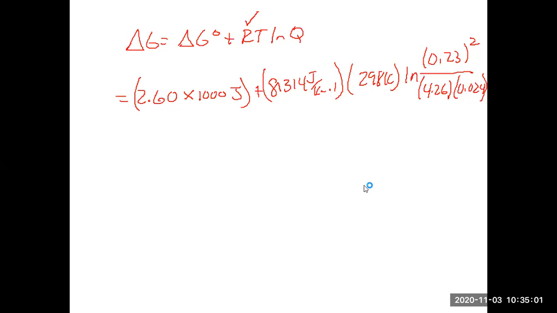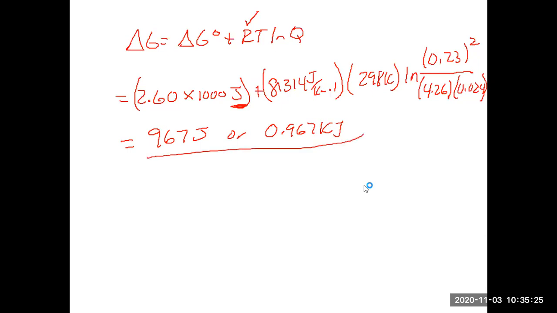We are then going to take 2.6 times 1,000 and add it to what we got there. And doing all that good stuff there gets us something like 967. The units here would be joules in my case, because I converted to joules, or since delta G is typically in kilojoules, 0.967 kilojoules in this particular case. Any questions on that there?